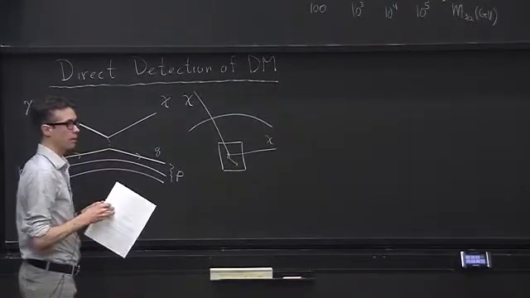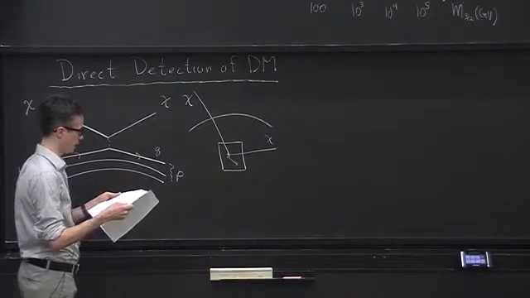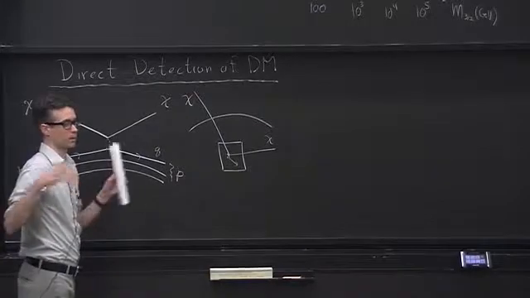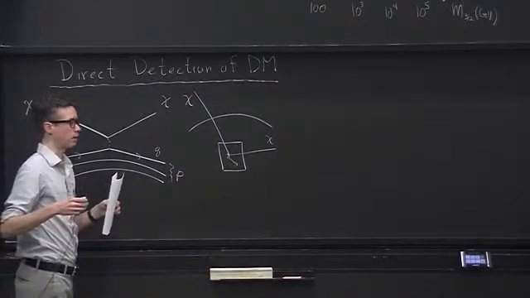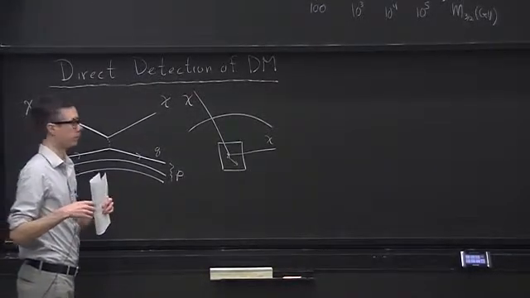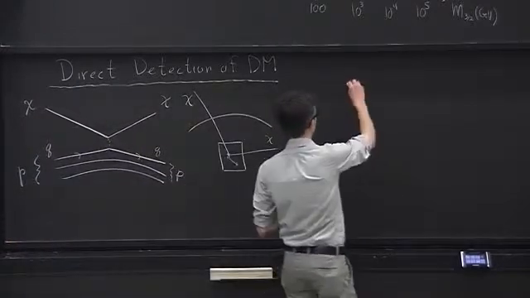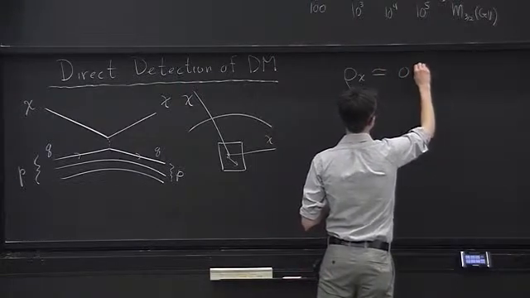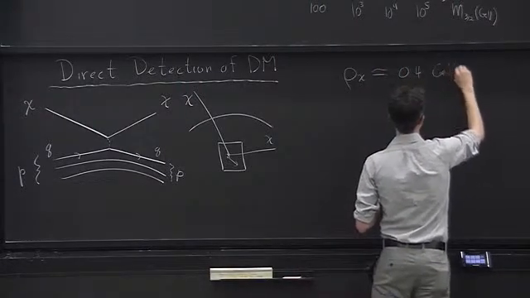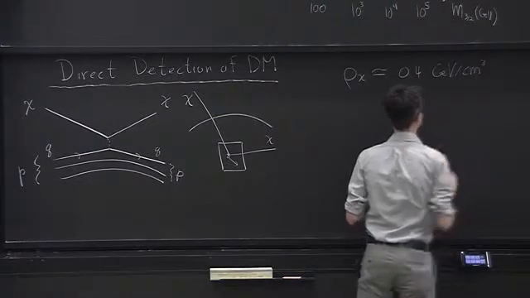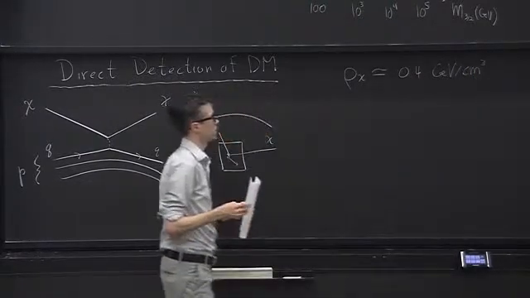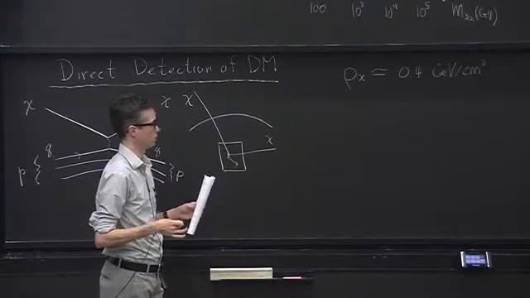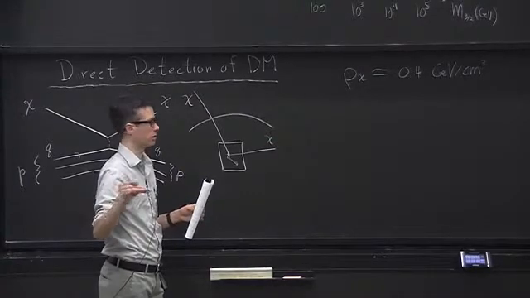So to compute dark matter direct detection, we need a couple of pieces of information. The first thing we need is an estimate of how much dark matter we have around us and how quickly it's moving. So our estimate for the local dark matter energy density is roughly 0.4 GeV per cubic centimeter. If I have a 100 GeV dark matter particle, this corresponds to roughly 1 dark matter particle per teacup.